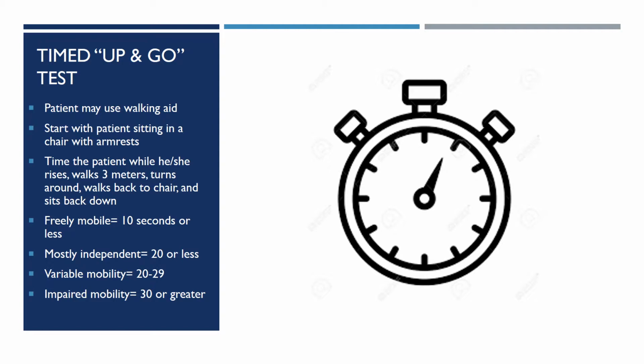The person administering the test does not help the patient physically in any way, unless, of course, the patient's safety becomes in jeopardy. A score of 10 seconds or less indicates the patient is freely mobile. A score of less than 20 indicates the patient is mostly independent. A score of 20 to 29 means the patient has variable mobility, and a score of 30 or greater indicates the patient has impaired mobility and is at an increased risk for falling.